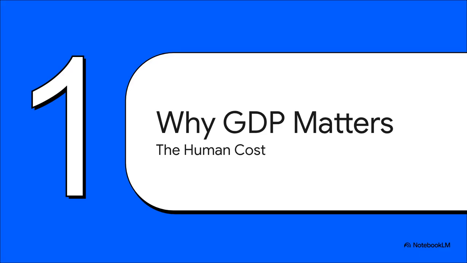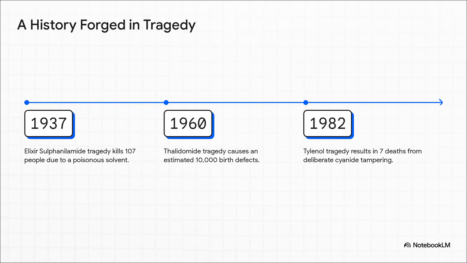To really understand the importance of these regulations, we have to start with the history. These aren't just bureaucratic rules somebody made up. They were forged in tragedy, created directly in response to some devastating events that showed just how fragile the supply chain can be. This timeline teaches us a really critical lesson. You see, these weren't just isolated incidents. From a poisonous solvent used in manufacturing, to tragic birth defects, to deliberate tampering right on the store shelves. Each disaster exposed a completely different vulnerability.